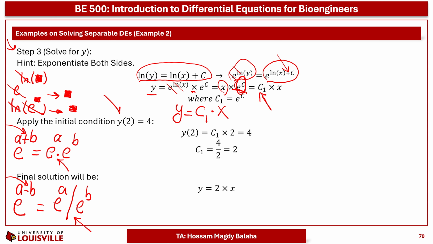We have an initial condition, substitute with that initial condition, so x will be 2 and the result will equal 4, so c1 will be 4 divided by 2, which is 2. So the final solution with this initial condition will be y equals 2 multiplied by x.